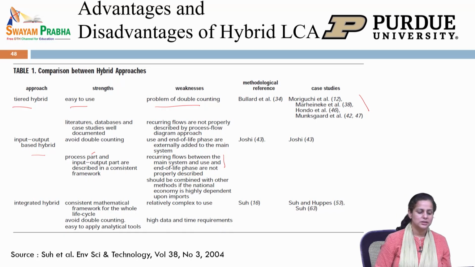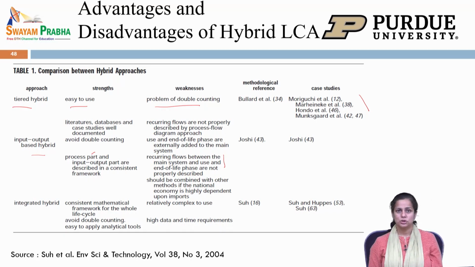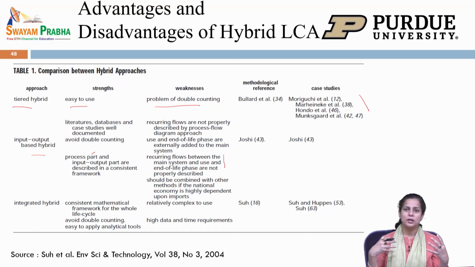And the last one is the integrated hybrid. This is the most sophisticated one that is out there, and it provides a more consistent mathematical framework for the whole life cycle, and it avoids double counting because you are really taking the process completely out and you have your input output model. It's an easy analytical method to apply, but it is also very complex to actually make, because you have more and more data requirements and time required to build an integrated hybrid model.